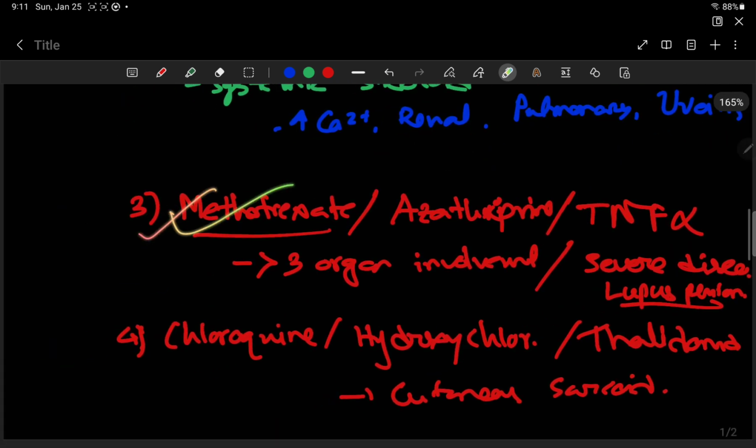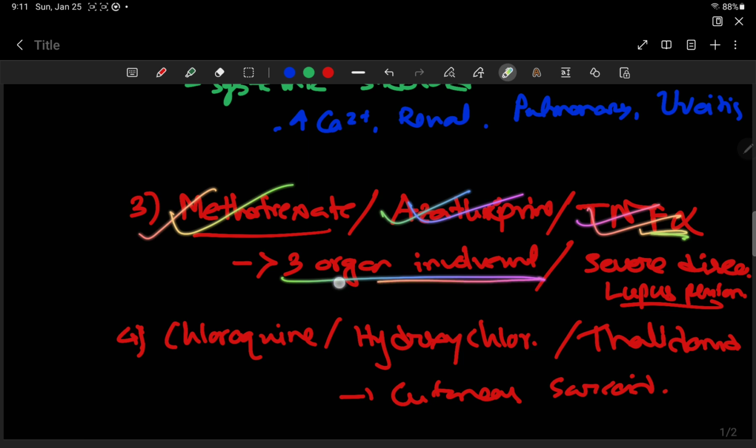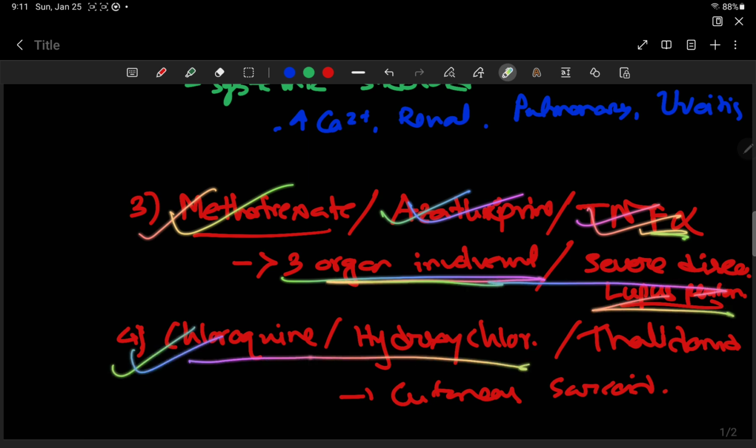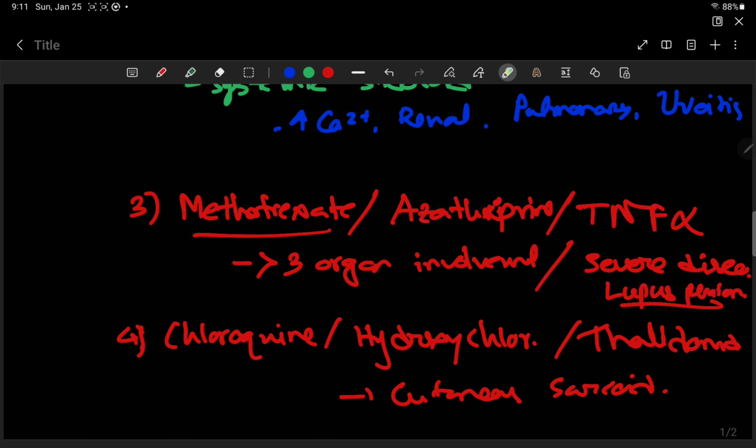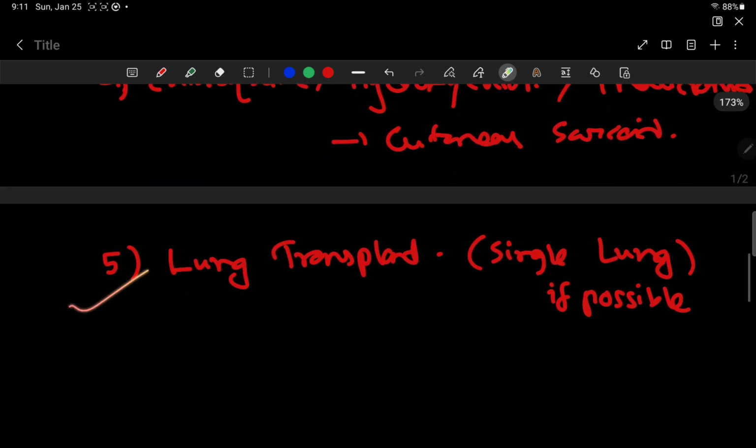Immune modulatory drugs, methotrexate, azathioprine, tumor necrosis factor alpha, if more than 3 organ involvement or lupus pernio. Chloroquine, hydroxychloroquine, low dose thalidomide in case of cutaneous sarcoidosis. Lung transplant is also possible.